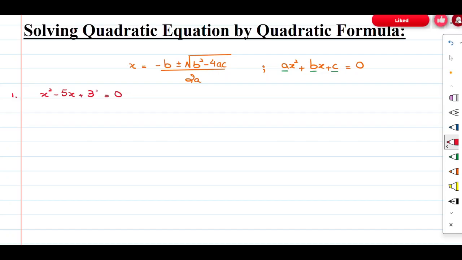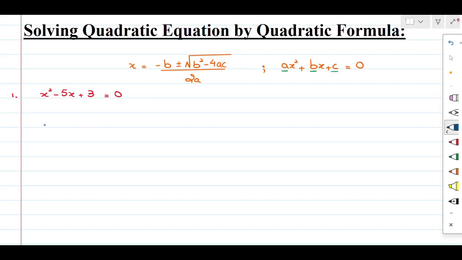So 1 plus 3 gives you 4. 1 minus 3 gives you minus 2. You cannot break the middle term. So here the factorization is not possible. So you have to move to the other approach, which is the quadratic formula. We have to solve this quadratic equation by using quadratic formula.